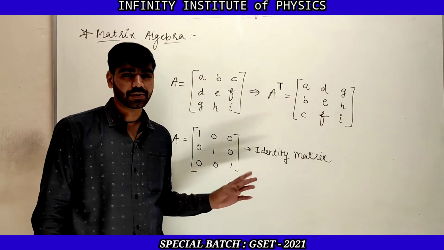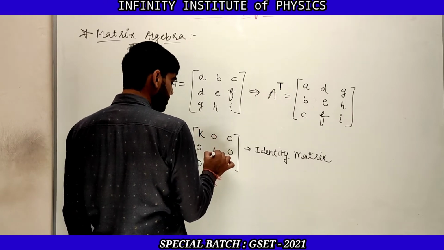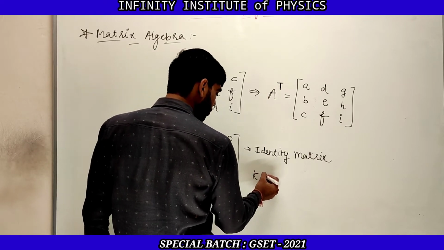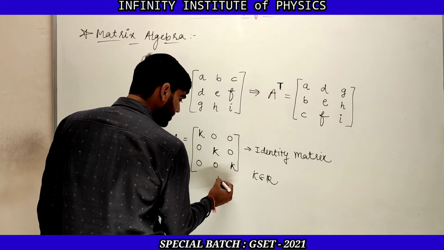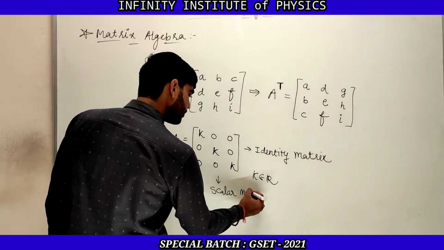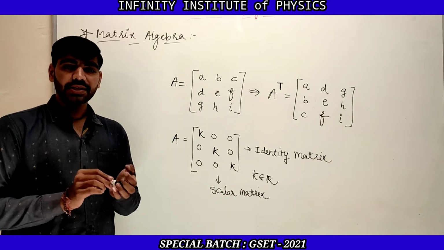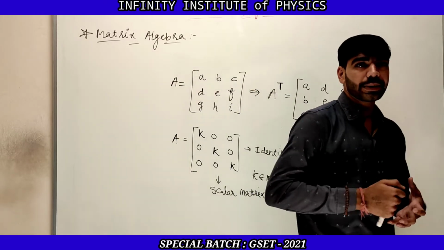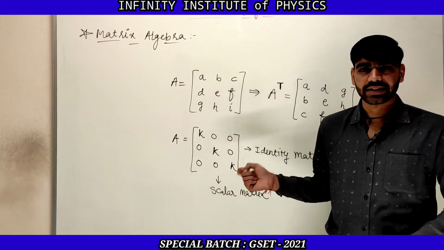Now suppose instead of 1 in the principal diagonal entries, we take any arbitrary number k, where k belongs to R. You can take 1 as well. Then these kinds of matrices are said to be scalar matrices. A matrix is said to be a scalar matrix if all the principal diagonal entries are the same constant number and other entries are 0.